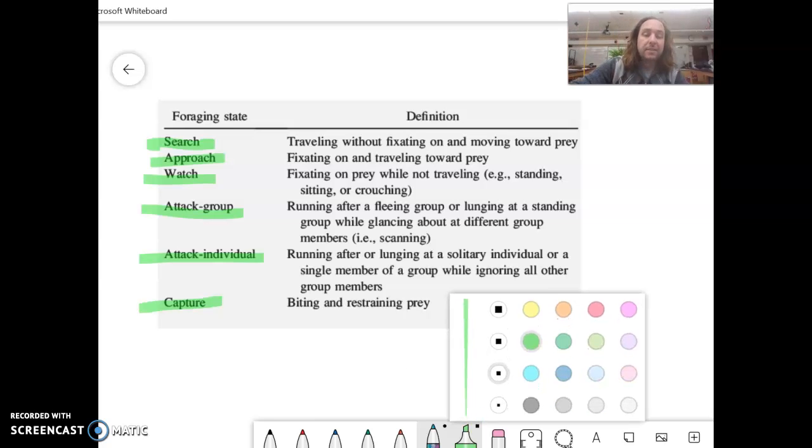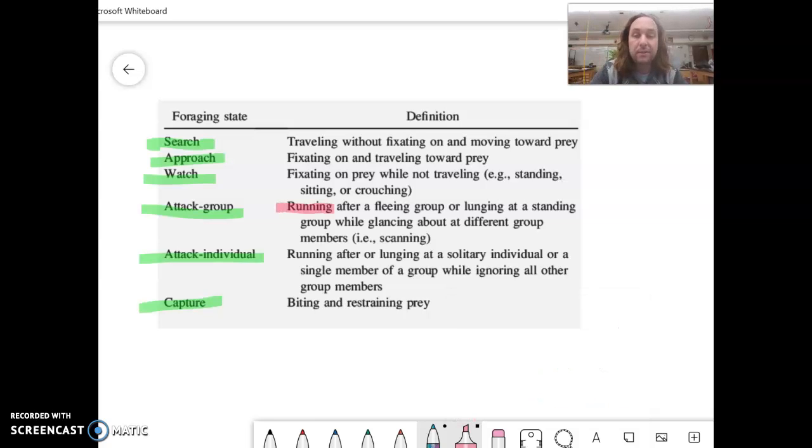So then the next thing it asks is, can you identify the structural descriptions that are part of the ethogram? So it's giving you a specific category it wants you to do. It wants you to use the attack group, and it wants you to identify the structural descriptions. So for structural descriptions, I'm looking for any part of the description that tells me what the animal's doing with its body, right? So in attack group, running after is what it's doing with its body. Lunging at, right? Glancing about, those are all things that they do with their body.